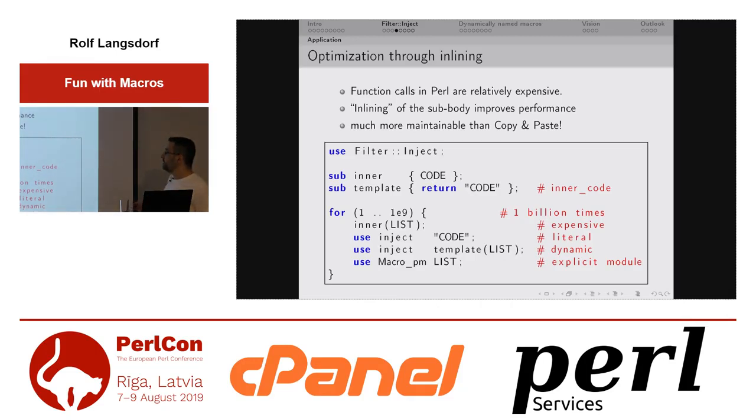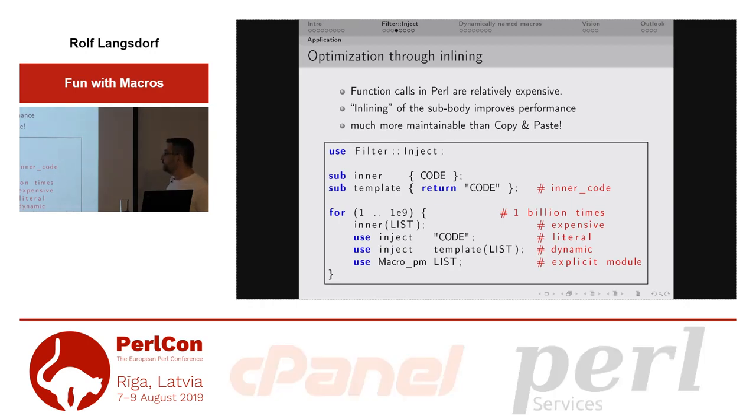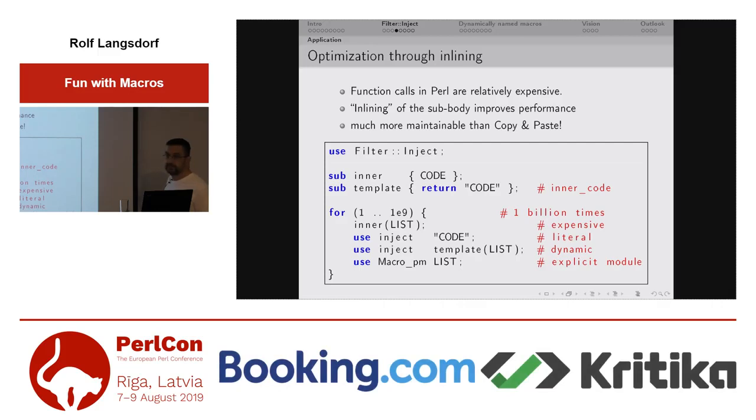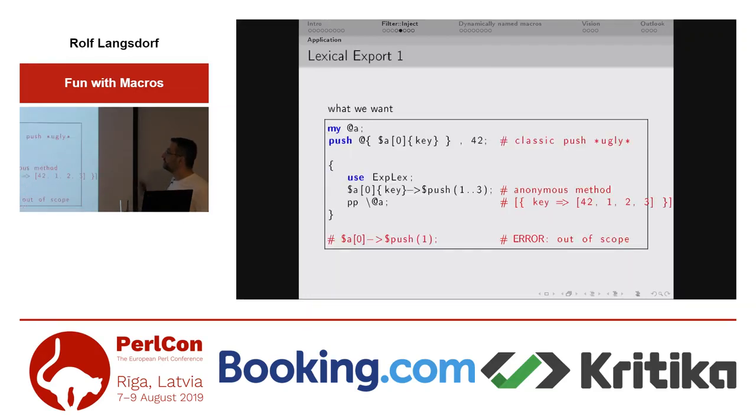And this filter inject module gives us several possibilities. Here is one possibility, just you have the literal code. It's just to show how it works. But you can also call a function called template, which is executed at compile time, and which returns the code which has to be injected. Or you put everything in an extra module and call it macro.pm, and then you give it the parameters, and it can adjust itself.